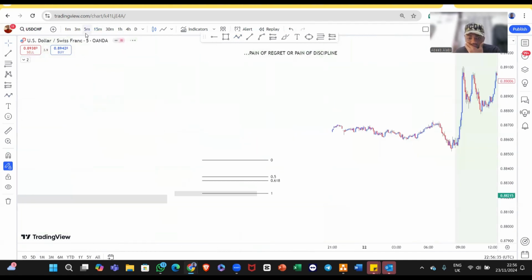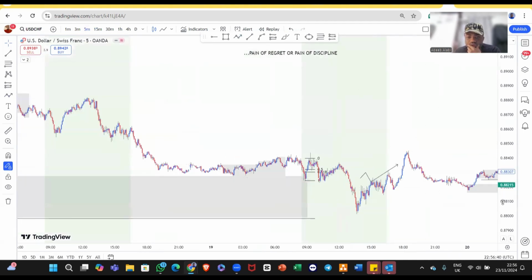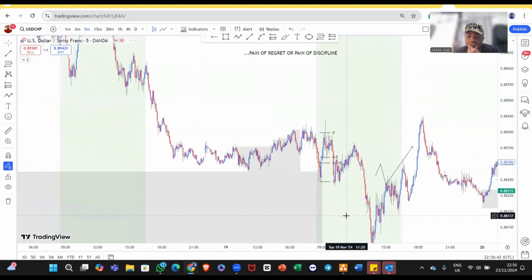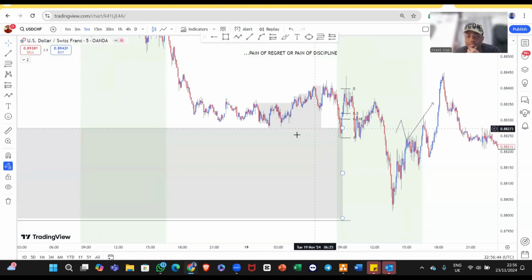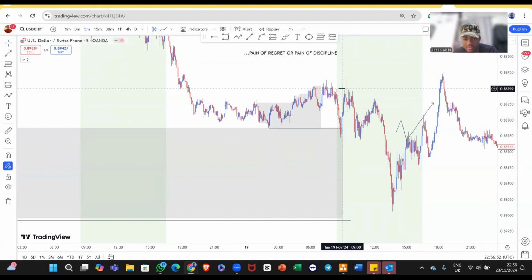Let's go to the lower time frame. This was on Tuesday. When price got to this zone I marked on the 1 hour, we had the Asian low swept, Asian low liquidity swept. So I bought, I went long around this area.